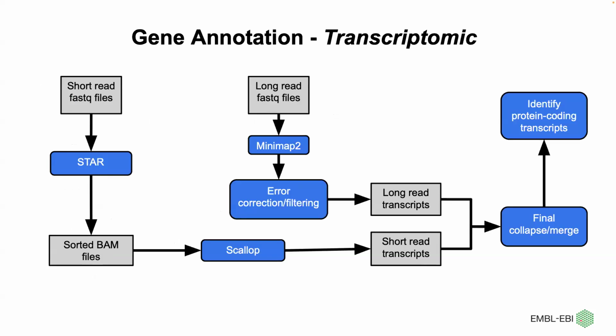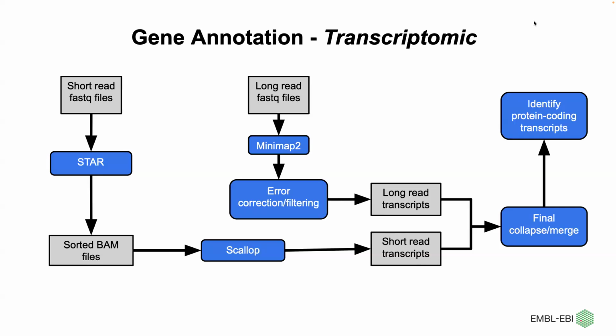So this is how the transcriptomic part of our pipeline looks. We get the data from ENA for short reads coming from the Illumina platform. We align these short read data to the target genome using STAR, which is a splice-aware aligner. The output is a BAM file, which is then given as an input to Scallop. Scallop is a transcript assembler, and it assembles all the short read transcripts and collapses them into a transcript model coming from short read data.